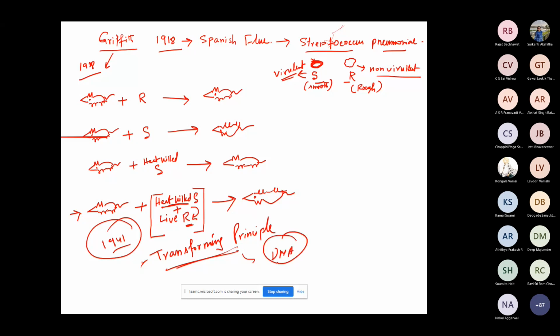Why genetic material? That means the DNA from this heat-killed S strain transferred into the R cell, and the R cell acquired this new genetic information, and they are making the polysaccharide layer, and they are causing death of this mouse. Okay, and in the next experiment, I will discuss how they proved that this is DNA.